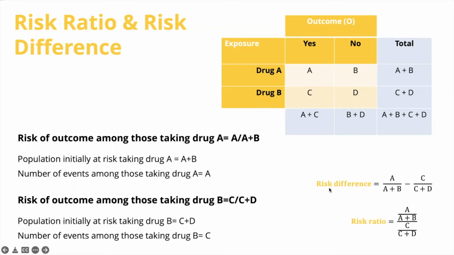So in order to calculate the risk difference, it's the risk of the outcome in the drug A group minus the risk of the outcome in the drug B group. And then the risk ratio is going to be the risk of the outcome in drug A divided by the risk of the outcome in the drug B group. So back to our example study, we would calculate the risk of the outcome in those taking TZDs, and then the risk of the outcome, liver disease, in those taking sulfonylurea. And we'd either take the difference between the two risks or we take the ratio of the two risks.